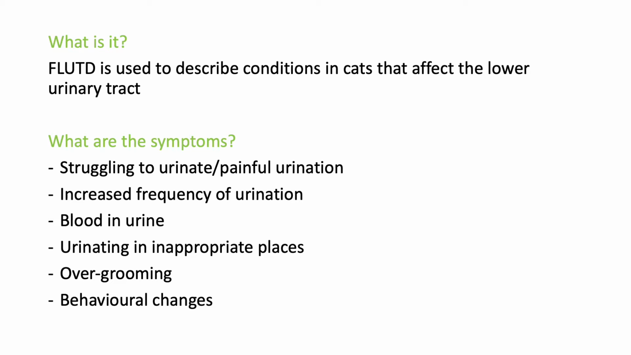Symptoms of this disease include difficulty urinating. So you may see your cat obviously straining to pass urine, looking really uncomfortable. You may see signs of painful urination. They may also vocalize. You may also see increased frequency of urination, so jumping in and out of the litter tray, or if you have an outdoor cat, them coming in and out through the door. You may also see blood in urine, over grooming, which can also be a sign of pain, particularly in the abdominal area. They may be urinating in inappropriate places, or they may have some behavioural changes.